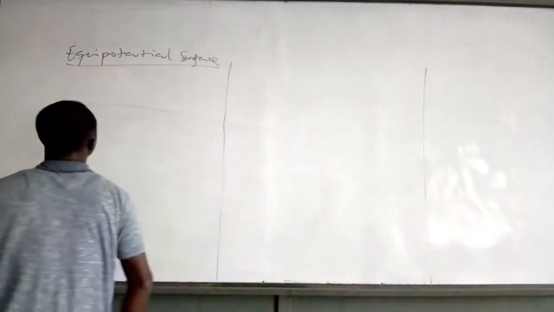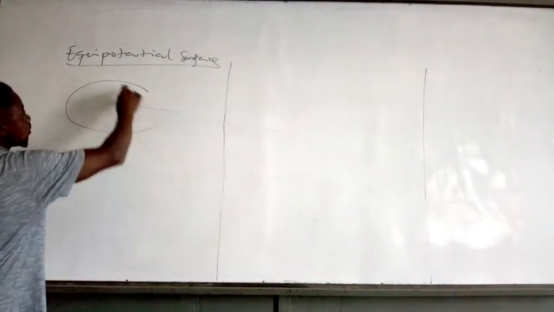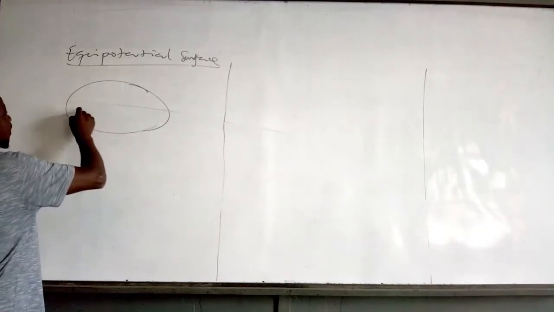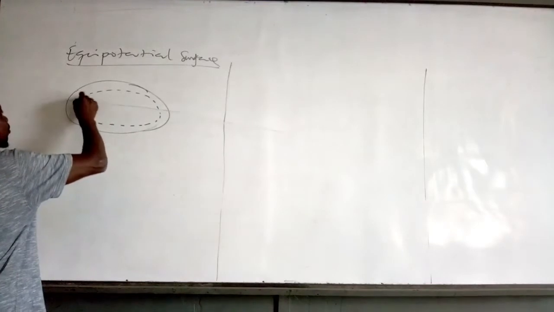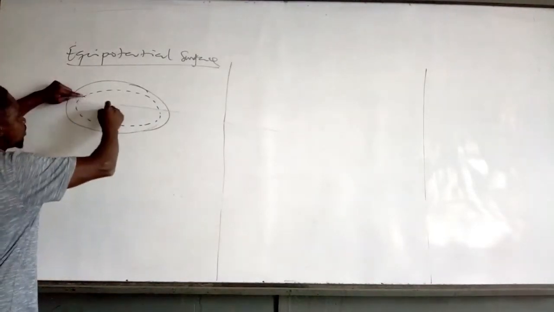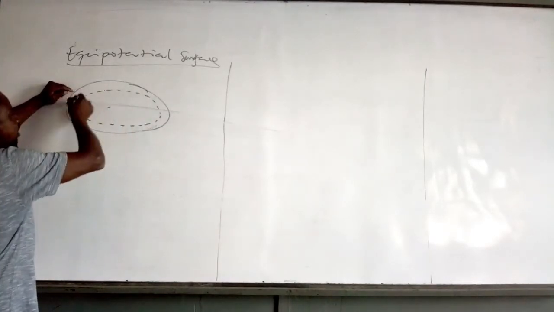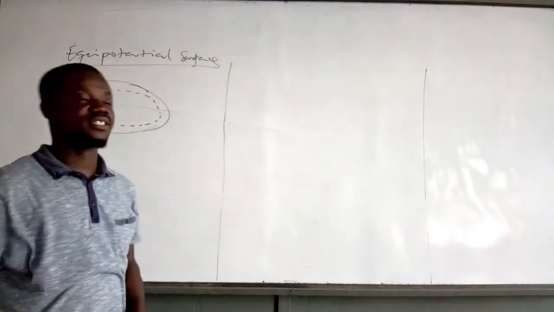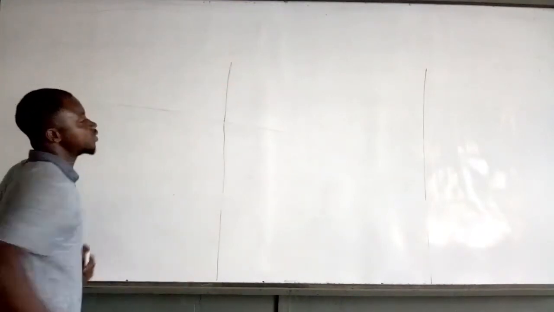Good. So when we say equipotential surface, for instance, in an electric field, let's take it that all these points that are represented by dots are of equal potential, right? The potential here to this point is the same as the potential here to this point. If it is the same throughout, then these points form a surface. That surface is what we call equipotential surface.